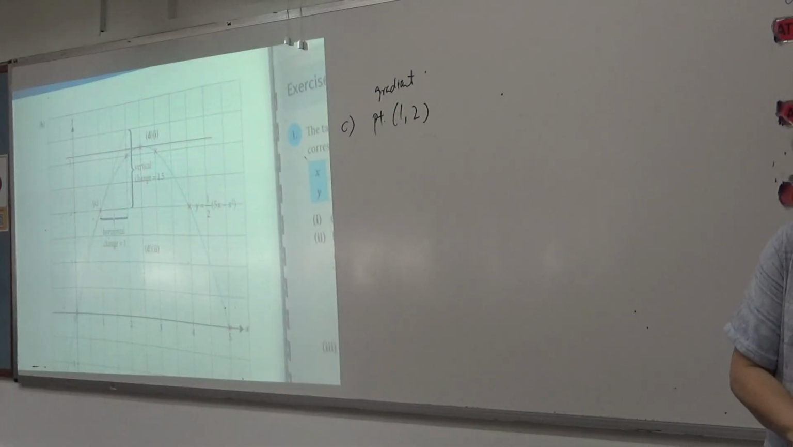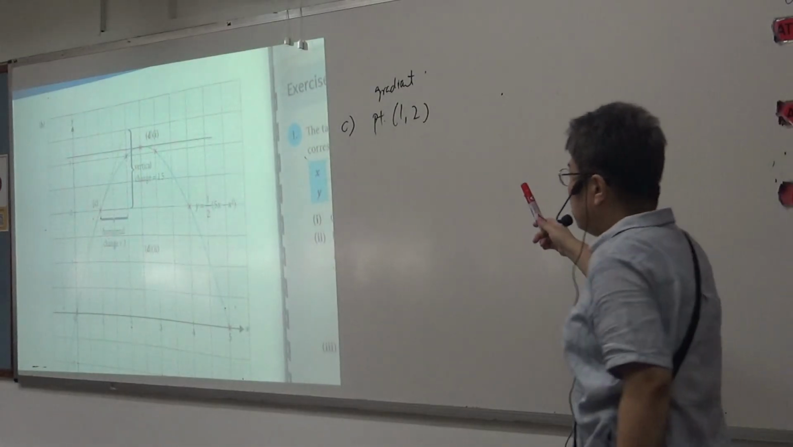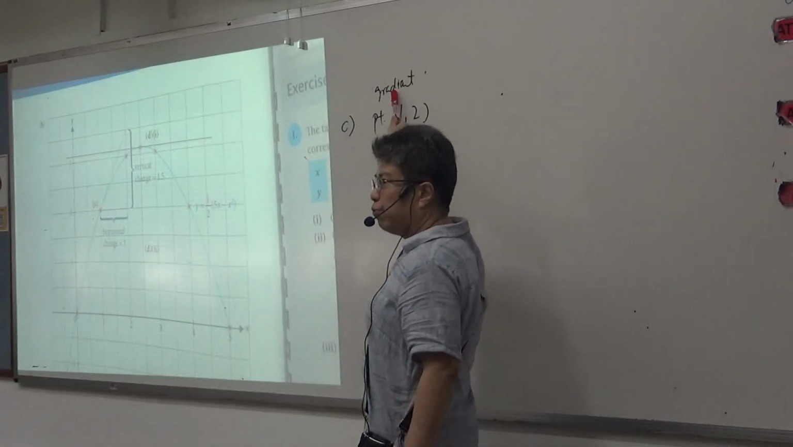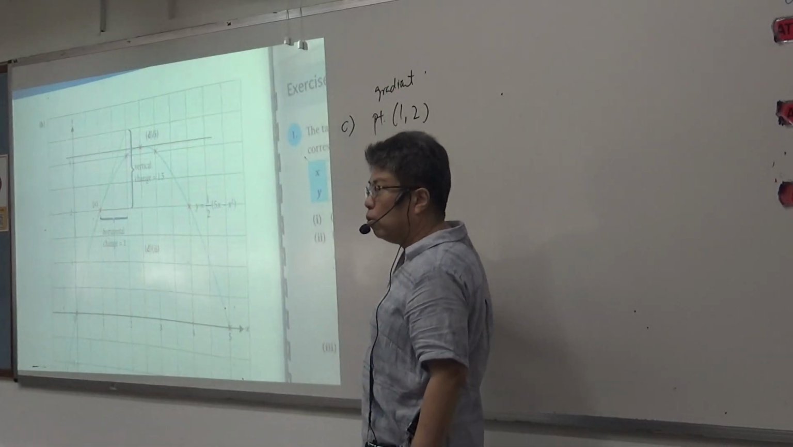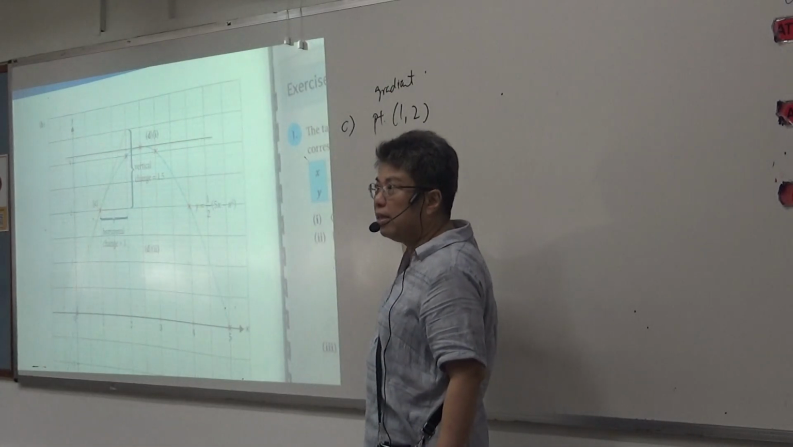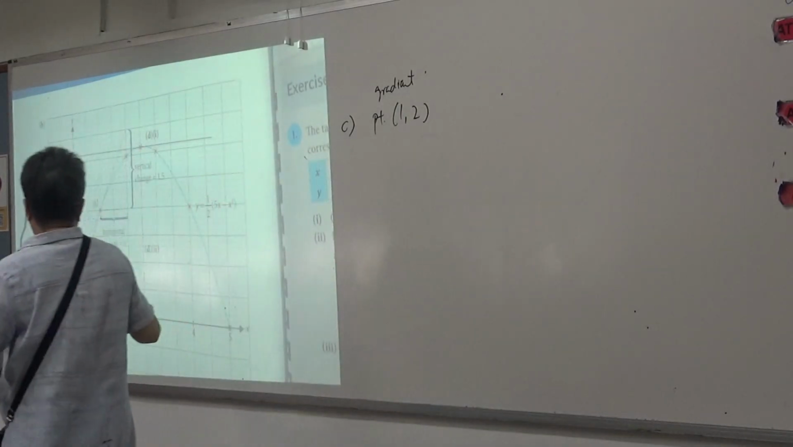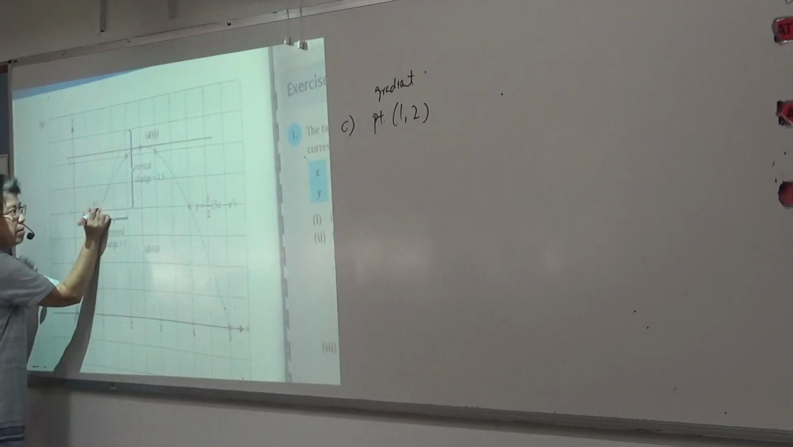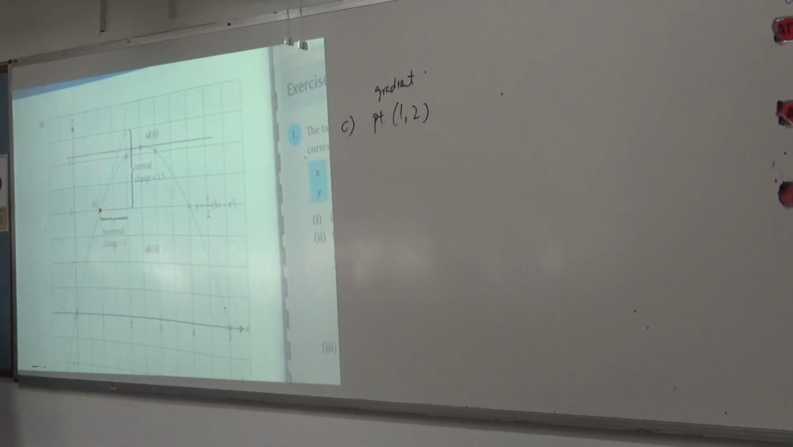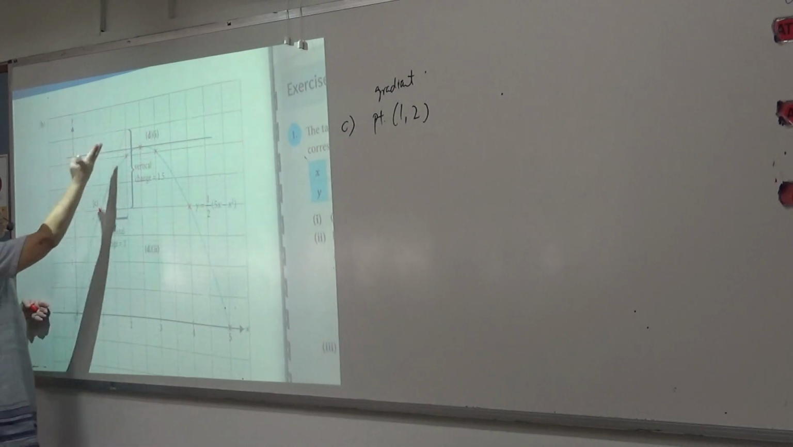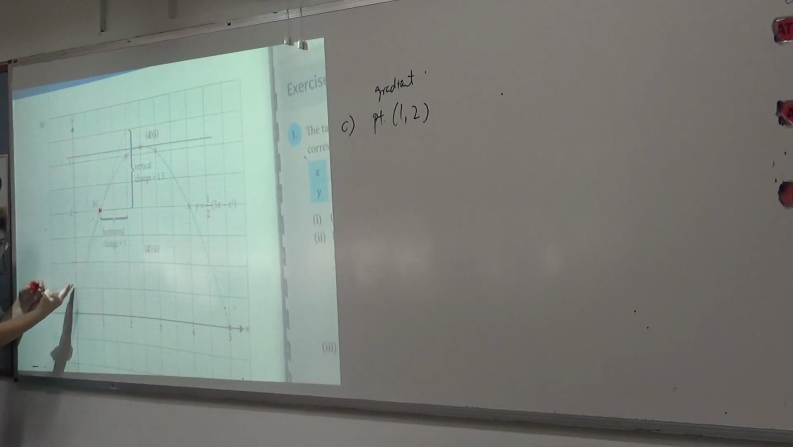Alright, now next. What did the question say? I want to find the gradient of the curve at this point, (1, 2). The saddest thing is you identify the wrong point. Now where's (1, 2)? (1, 2) is here, right? Correct. Then you put your ruler over here. Can you see this particular straight line? All of you look at your answer in your textbook.